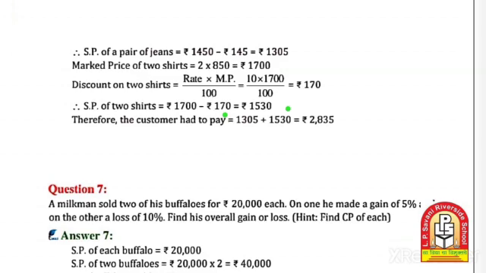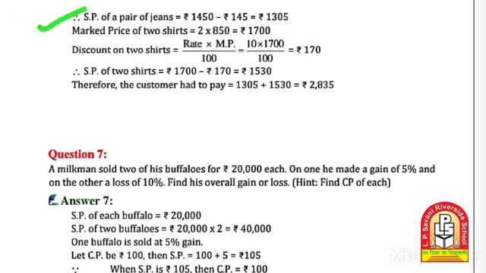1530 rupees. So we have to calculate the discount and selling price first for the jeans, and second for the two shirts. So the customer has to pay the selling price of the pair of jeans and the selling price of the shirts. So that is 1305 plus 1530 is equal to 2835.